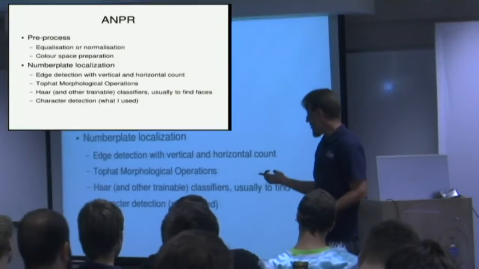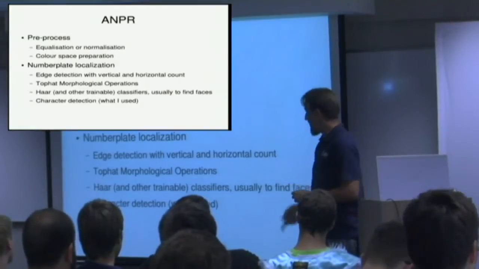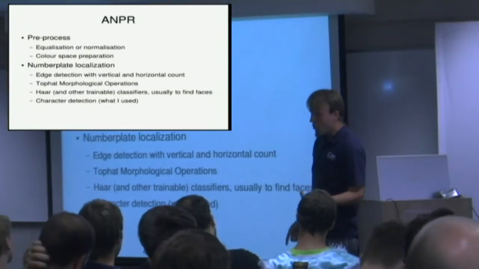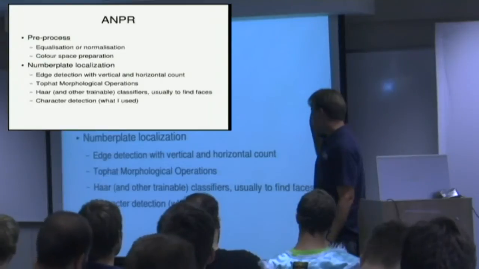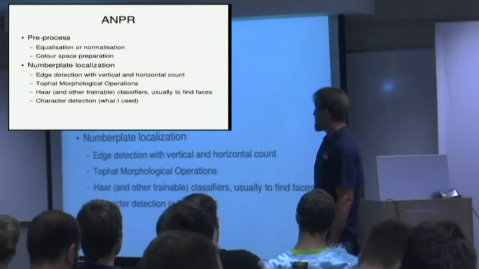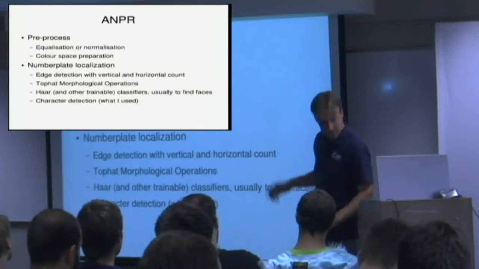Then you get HAAR classifiers. I don't know if you guys have ever seen a little camera that draws a nice little box around a face. That's done with HAAR classifiers or with the integer equivalent, which I can't remember the name of now. And then character detection is the other one, which is more of a blob technique where you try and find characters, and that's what I used.